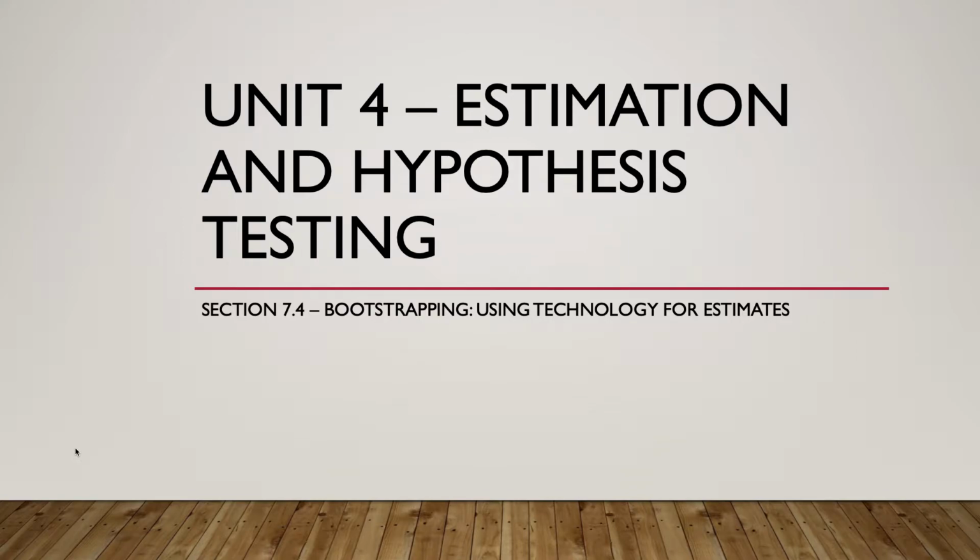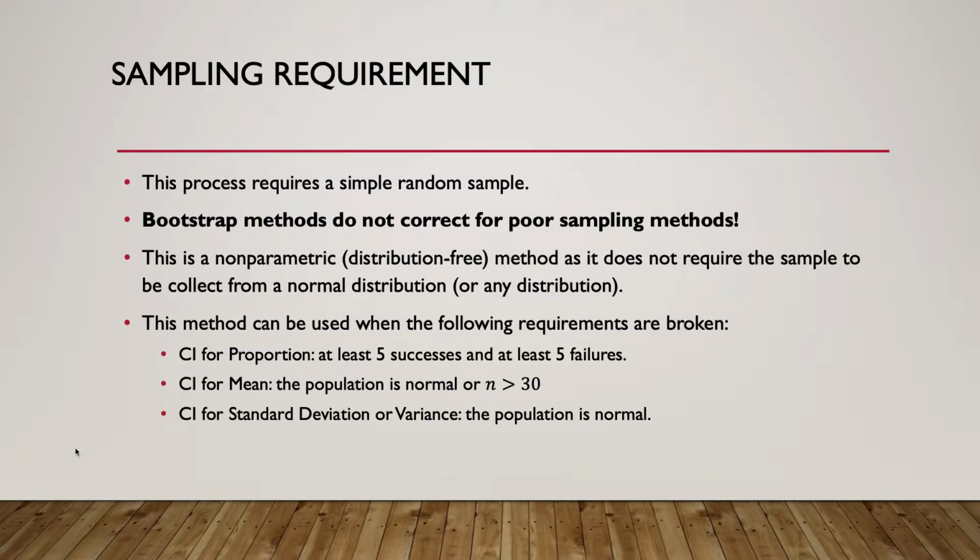Section 7.4 is on bootstrapping, using technology for estimates. We will specifically be looking at the actual results of the bootstrapping. The sampling requirement is that the process requires a simple random sample, but bootstrap methods do not correct for poor sampling methods. Meaning that if we do not have a simple random sample, the bootstrapping isn't going to really help regardless anyway. It only helps if we already have the simple random sample.